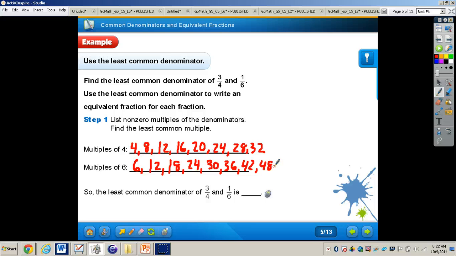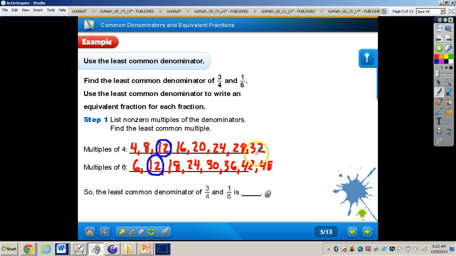Okay, so from here, what we do is find the least common multiple. We compare our lists. 4 and 6, not there. 8, not there. 12 and 12. Okay, so that is the first one we come to. All right, so we can say that the least common denominator of 3/4 and 1/6, this is how you find the least common denominator, is 12.